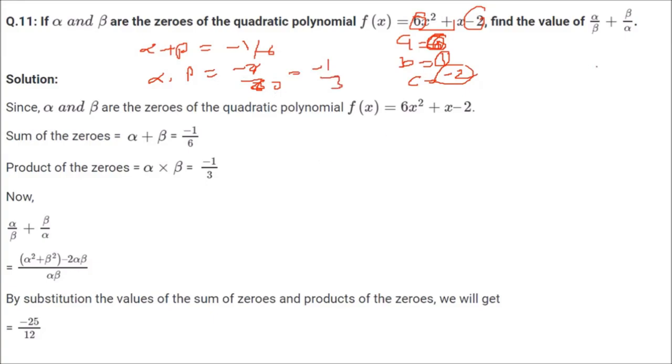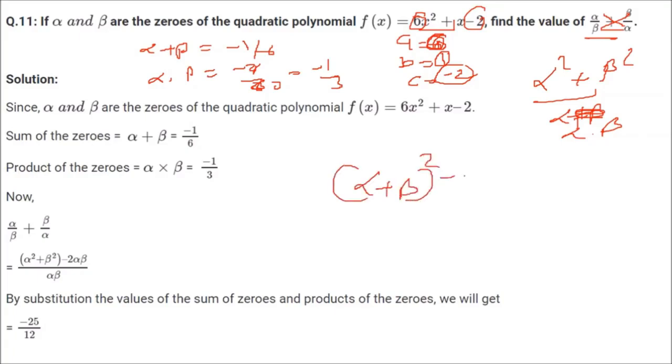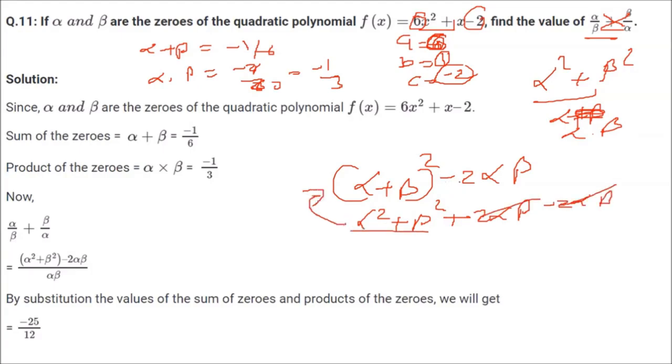Now let us see this one. This is alpha into alpha, that is alpha square. This is beta into beta, beta square, by alpha into beta. Sorry, alpha into beta. Now alpha square plus beta square can be written like this: alpha plus beta whole square minus 2 alpha beta. How? Alpha plus beta whole square is what? Alpha square plus beta square plus 2 alpha beta. And we have a minus 2 alpha beta. This cancels. So alpha square plus beta square is essentially equal to alpha plus beta whole square minus 2 alpha beta.